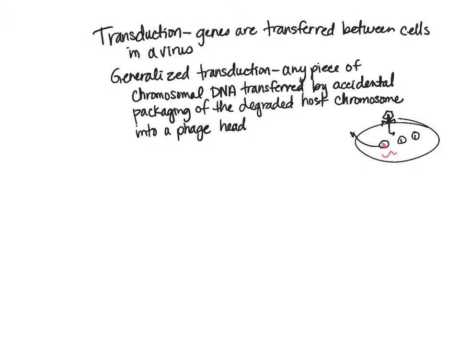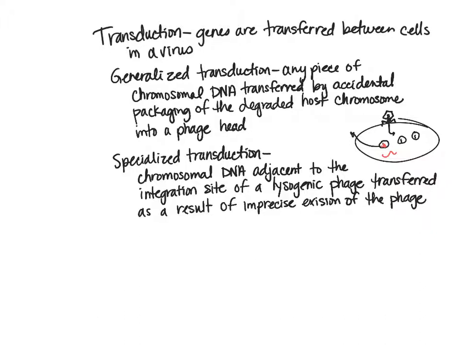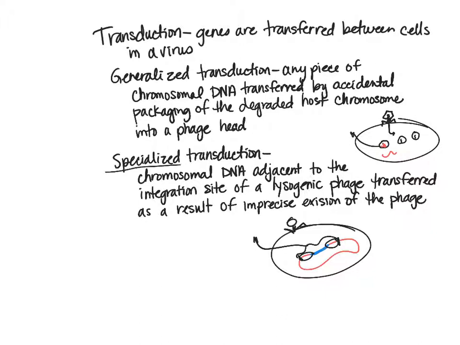Then we have specialized transduction. This is where chromosomal DNA adjacent to the integration site of a lysogenic phage is transferred as a result of imprecise excision of the phage. So remember that our phage is going to infect the cell here. If we have our bacterial chromosome, then we have entered our viral chromosome, that's the lysogenic stage, and then we go through the lytic stage and it cuts out its chromosome. When it does this, it accidentally cuts on either or both sides, and then when it repackages this information, it's going to leave with a chunk of bacterial DNA on either side or both sides. So this is our specialized transduction and our generalized transduction, which you should already be familiar with.